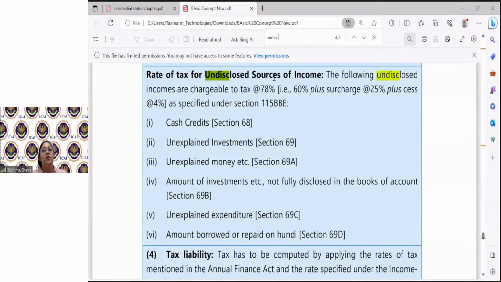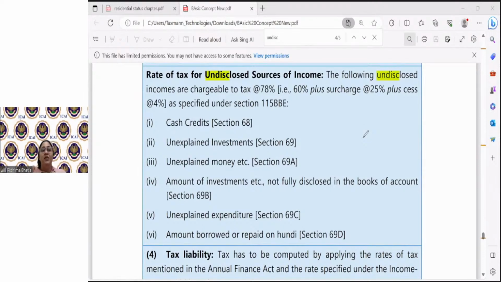Rates of tax on undisclosed source of income. Now, what is undisclosed source of income? When to the income tax department you are unable to explain the source, whether it is of expenditure or of investment. Either it is of investment or even if it's for expenditure, or any amount which is coming in your books, or not coming in your books.